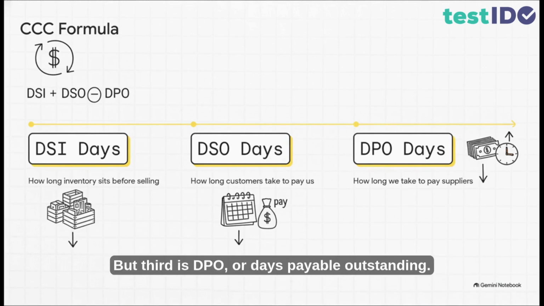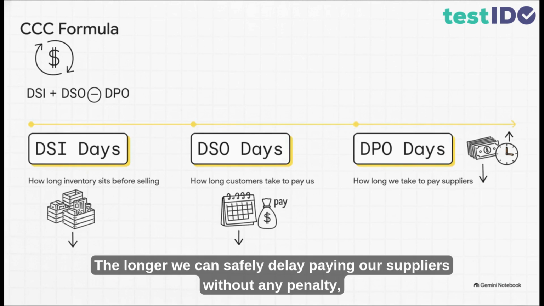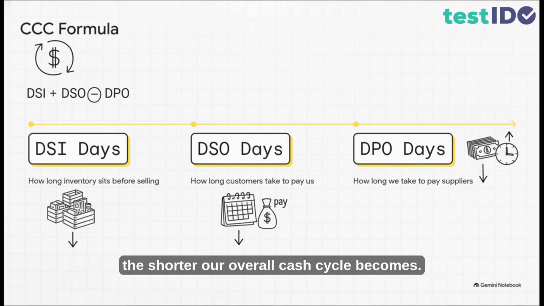But third is DPO, or Days Payable Outstanding. This is how long we take to pay our suppliers. Notice that minus sign? Yeah, we subtract this because holding on to our cash longer is a massive advantage. The longer we can safely delay paying our suppliers without any penalty, the shorter our overall cash cycle becomes.